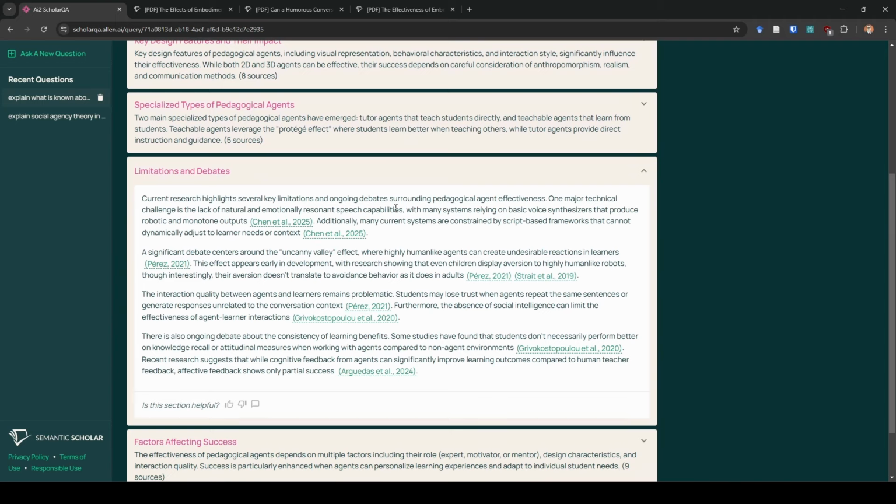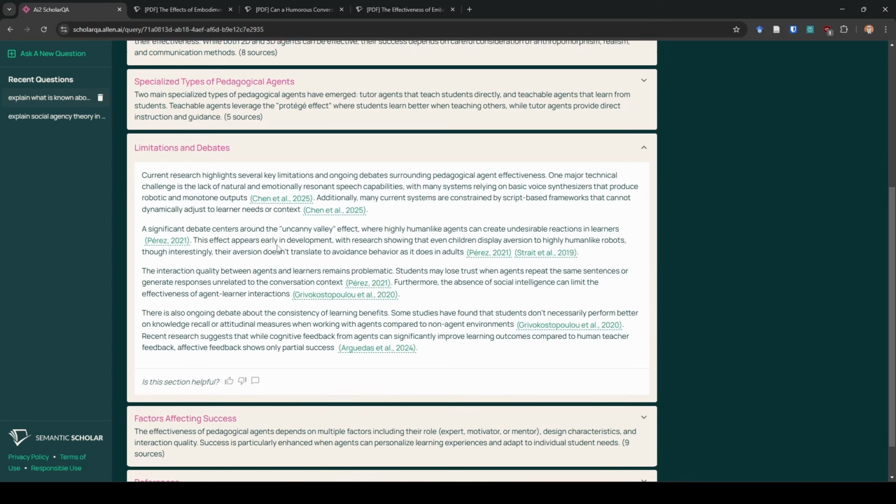Several key limitations. One is a technical challenge of speech capabilities. Yes, that is so true. Although it's getting easier. Like the last few years, I've seen some really, really cool innovations in this space. So many current systems are constrained by script-based things. This is also very true.